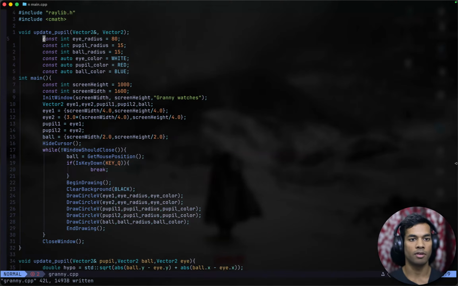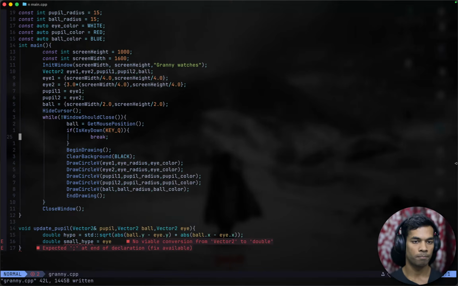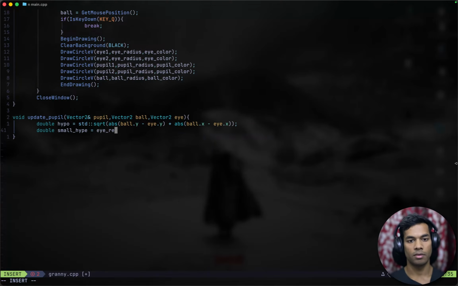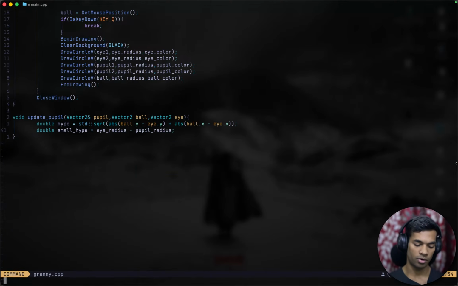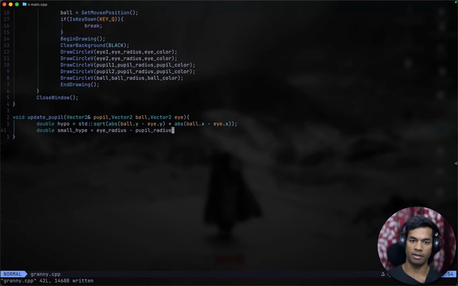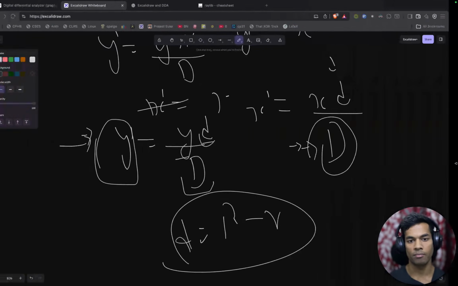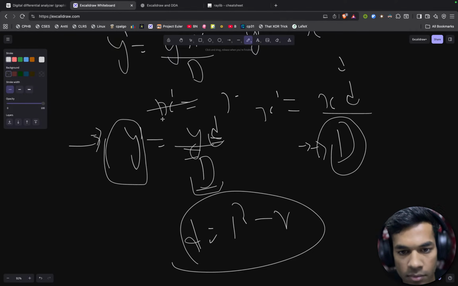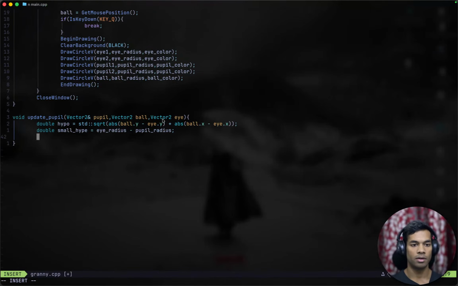I can bring it up already so that it is accessible. This would be I radius minus pupil radius. Small hypotenuse is I radius minus pupil radius. Yes, that is how much we want to move in any given direction. So we have this d, and multiply that by the target y.